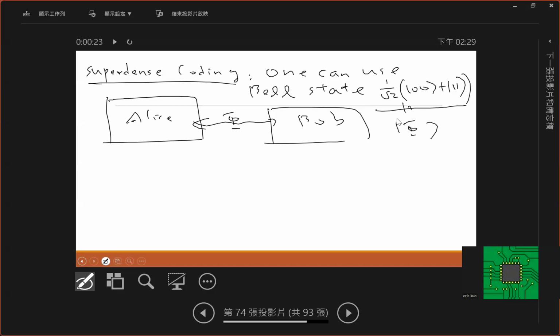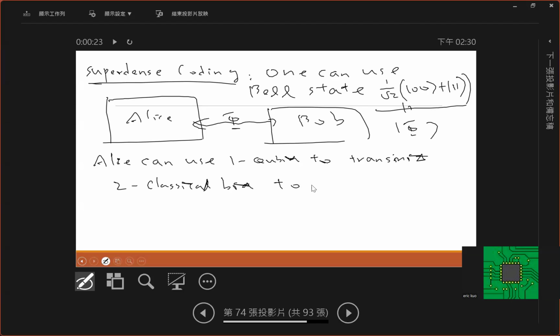So if Alice and Bob share this Bell state, Alice can use 1 qubit to transmit two classical bits to Bob. Okay, so let me explain. We will give a small protocol such that Alice can just send 1 qubit to Bob, but this 1 qubit can transmit the 2 classical bit information.